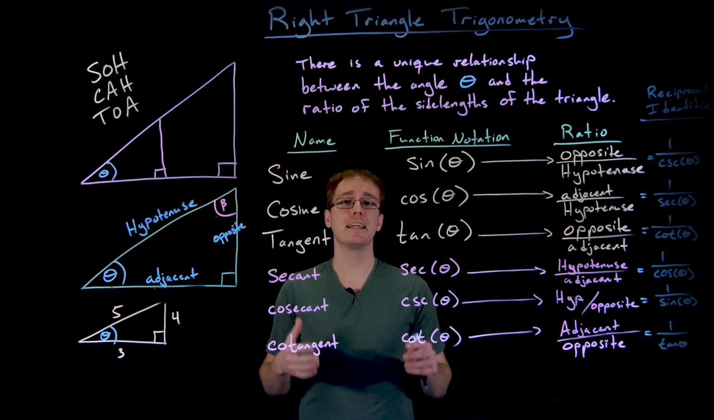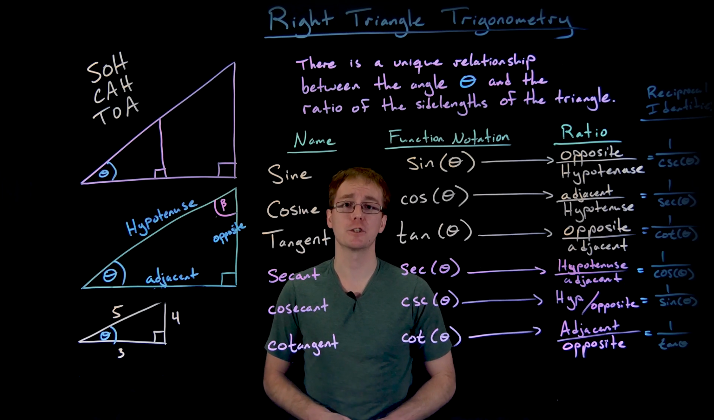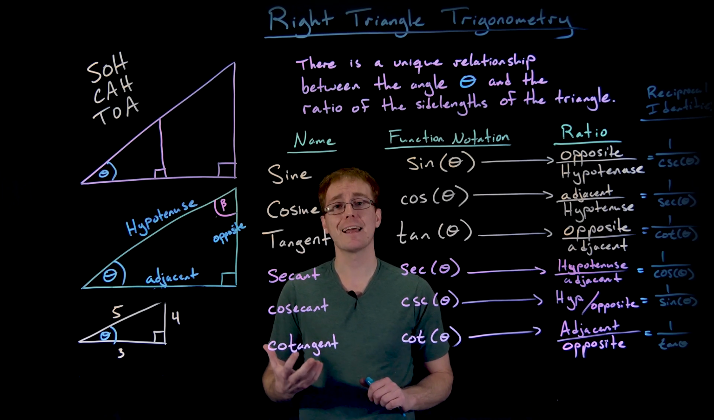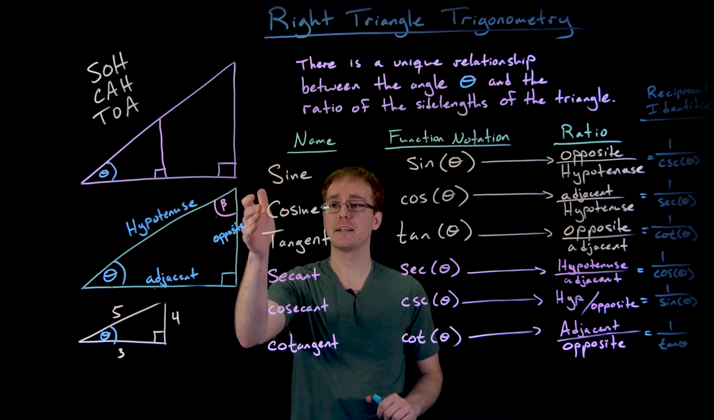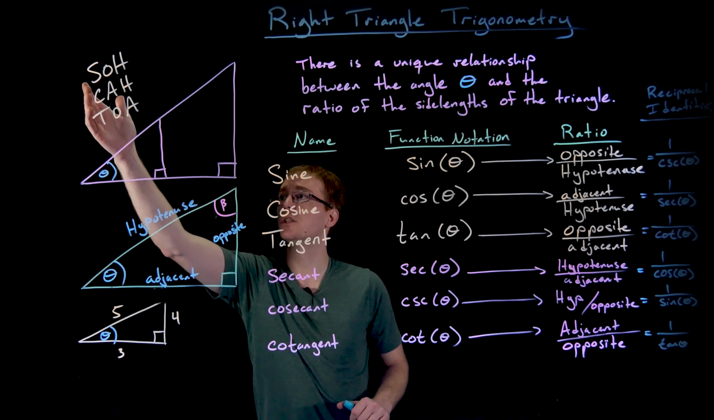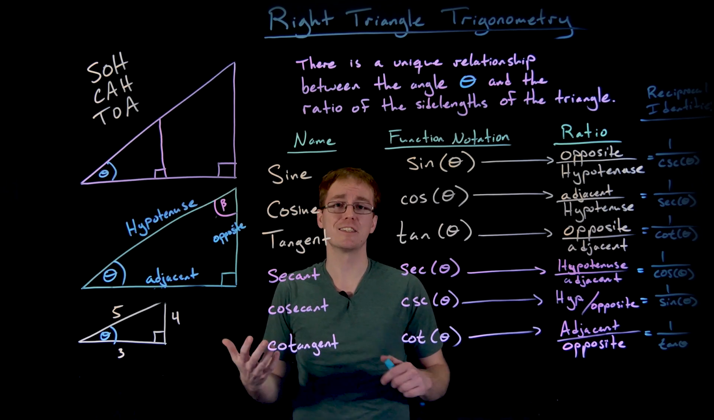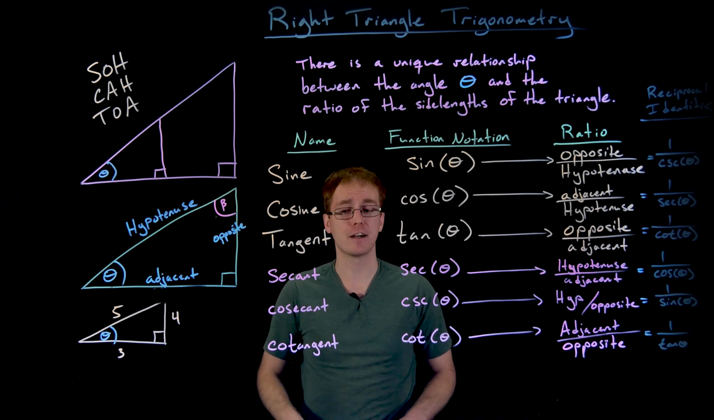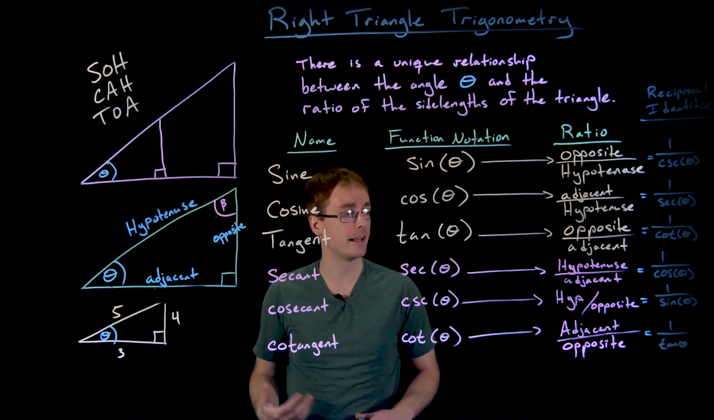And so we're going to want to dedicate all 6 of these trigonometric functions to our memory. The way I like to do it is I remember sine, cosine, and tangent using SOHCAHTOA. Unfortunately, there isn't a popular memory device for secant, cosecant, and cotangent.